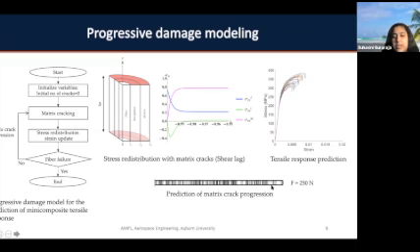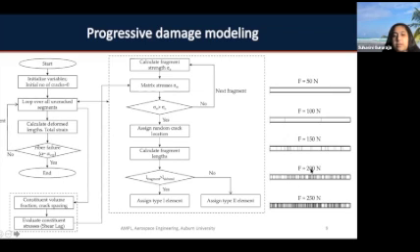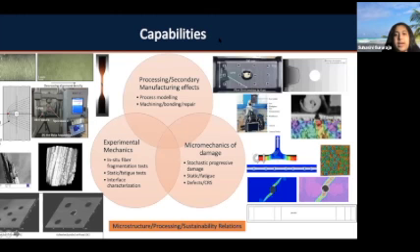And as you keep increasing the far field applied load, we see that the matrix crack density increases. So here is, again, a framework that we are using for progressive damage modeling of these kinds of materials. This is one example of how you would explicitly account for the process defects that occur.